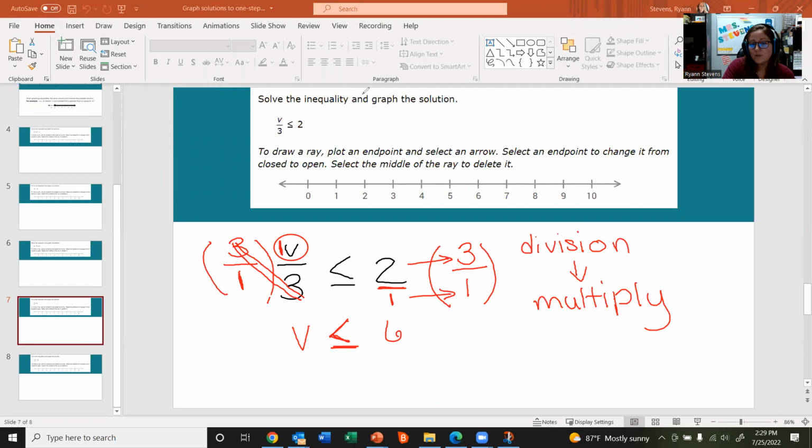When we graph this, we can see we have a less than or equal to sign, so that means we're going to have a closed circle at 6. And when we look at which way we are going to shade our graph, we can see that this is v is less than or equal to 6. So it's pointing to the left. The variable is on the left. So we can say that anything less than the number 6 would be a solution.